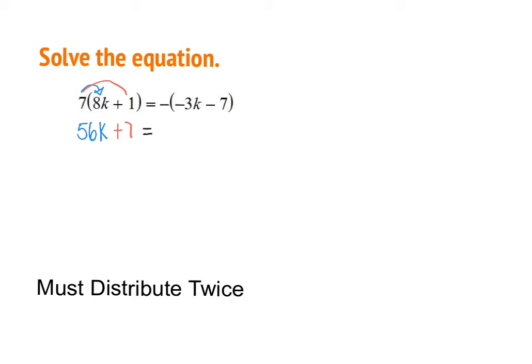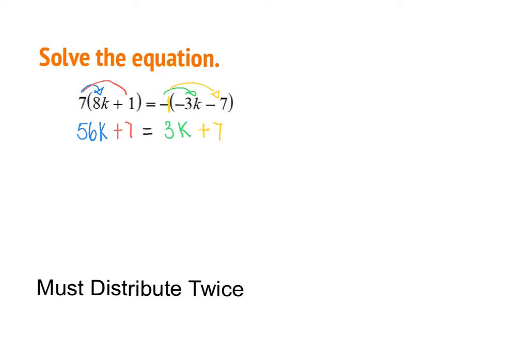Then I need to distribute again, because that negative is the same thing as having an imaginary negative 1 in front of that parentheses. So when I multiply, I'm going to take that negative 1 times a negative 3k, and then that negative 1 times a negative 7. So negative 1 times negative 3 is a positive 3k, and then negative 1 times negative 7 is going to be a positive, so plus 7.